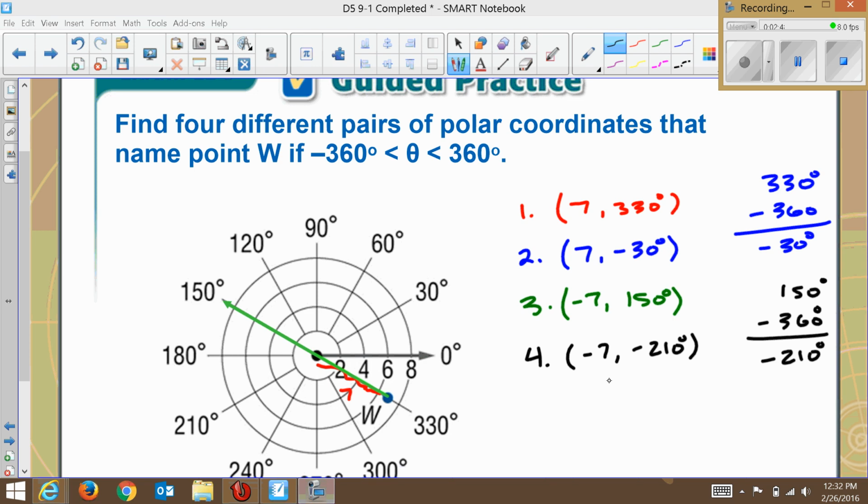Here's your answer to the 4 different possible ways. Now remember, to get your negative radius, you go the opposite direction. So instead of pointing at 330, we'd go across to 150.